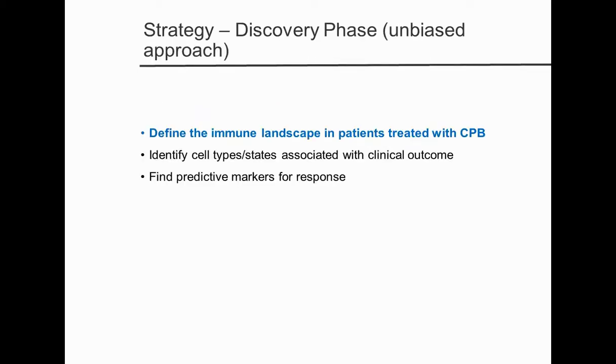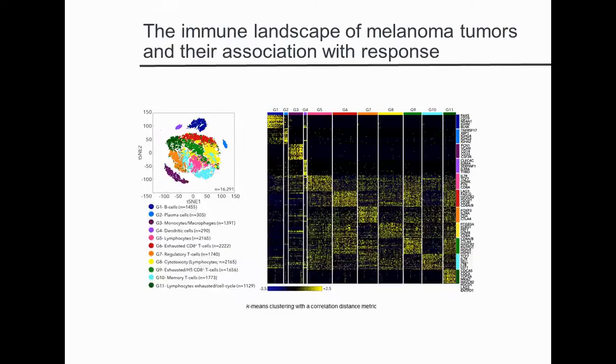As I mentioned in the two previous slides, we decided to focus our efforts on the melanoma cohort of patients treated with checkpoint therapy. We initially used the single-cell RNA approach in an unbiased way to define the immune landscape in melanoma patients. By doing this type of analysis, we ended up with 11 clusters using an unbiased k-means clustering approach. We had 2 B-cell clusters, 2 myeloid clusters, and the 7 remaining clusters were mostly composed of lymphocytes at different cellular states.